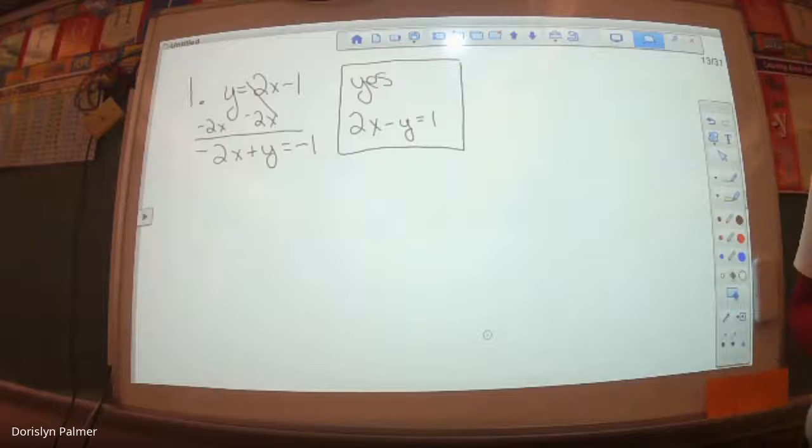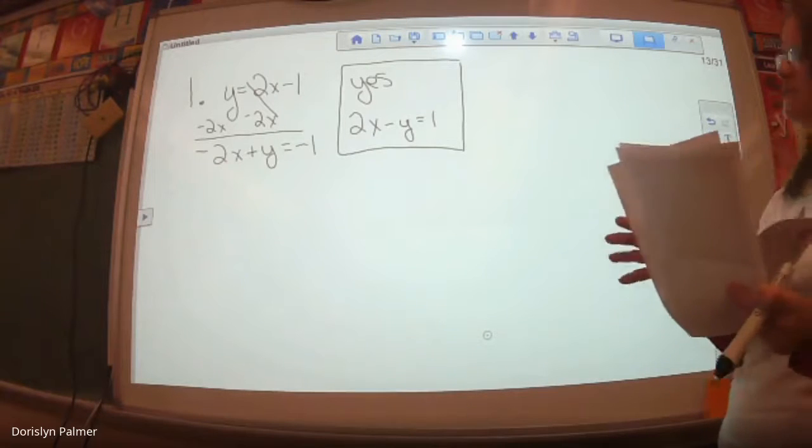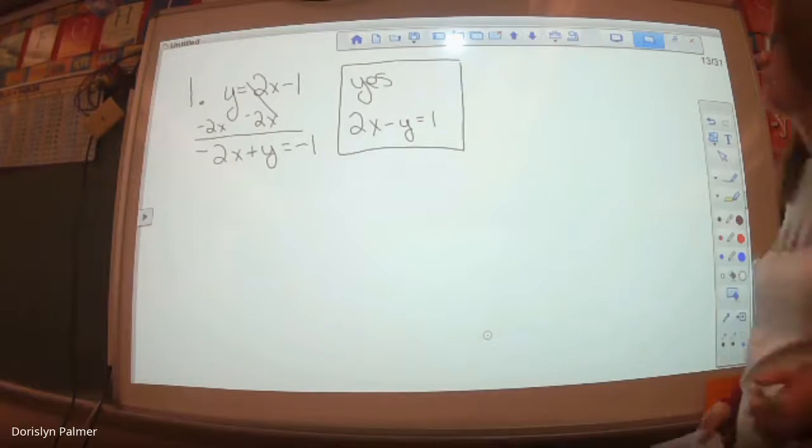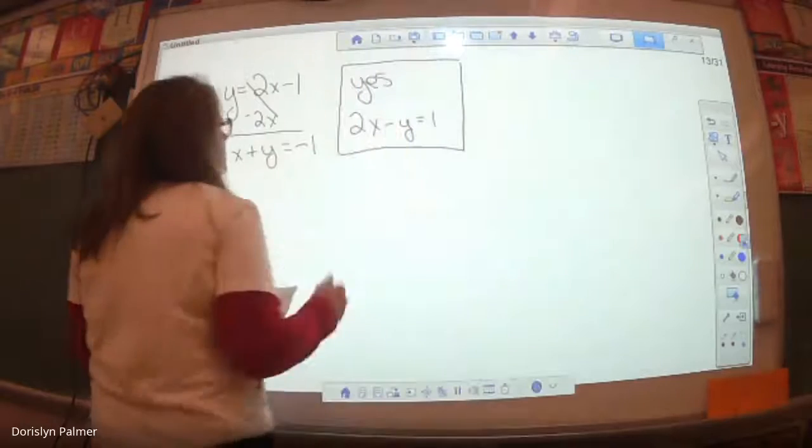Mrs. Palmer, I accidentally put 1 equals 2x minus y. Would that work also? So 1 equals 2x minus y should lose 1 point. Trying to find yours. 2x. No, that's good. 1 equals 2x minus y. I'm looking at it now. Yep, that was fine. Okay, thanks. Yeah, that's just flip-flopping them.